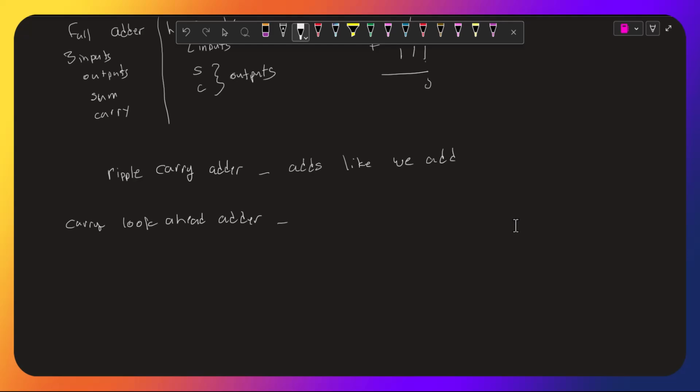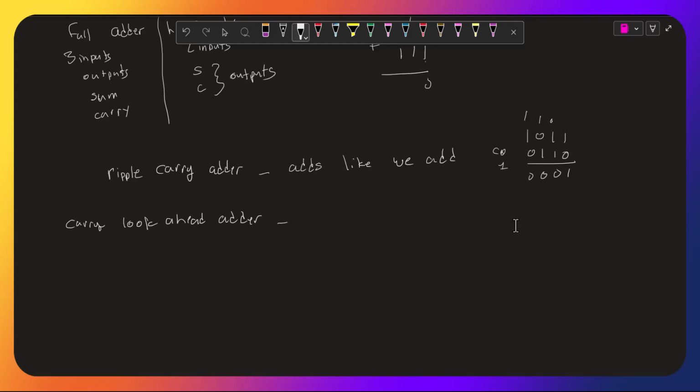You start at the left, so 1 0 1 1 0 1 1 0. 1 0 1, no carry, so our carry is 0. 0 plus 1 plus 1 is 0, carry the 1. 1 plus 0 plus 1 is 0, carry the 1. 1 plus 1 plus 0 is 0, and then our carry out is 1. And so that is a ripple carry adder.